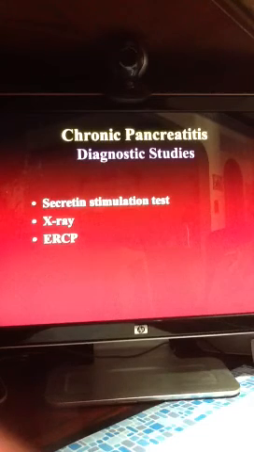X-ray might show pancreolithiasis, and they might do an ERCP to visualize the duct system to see what's going on in the area.